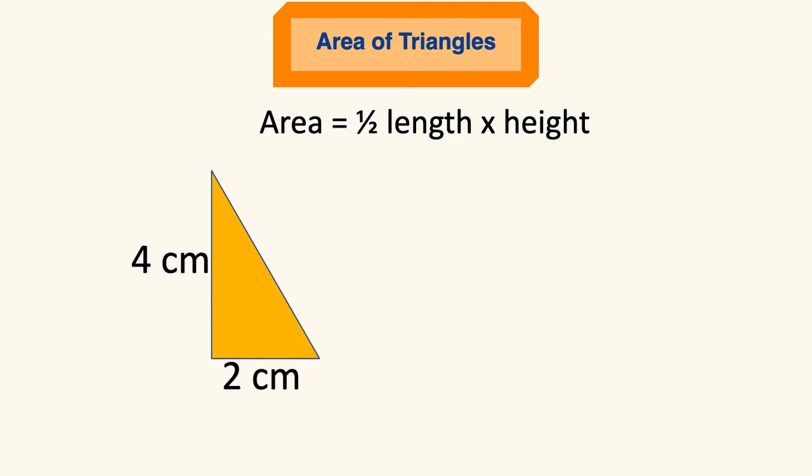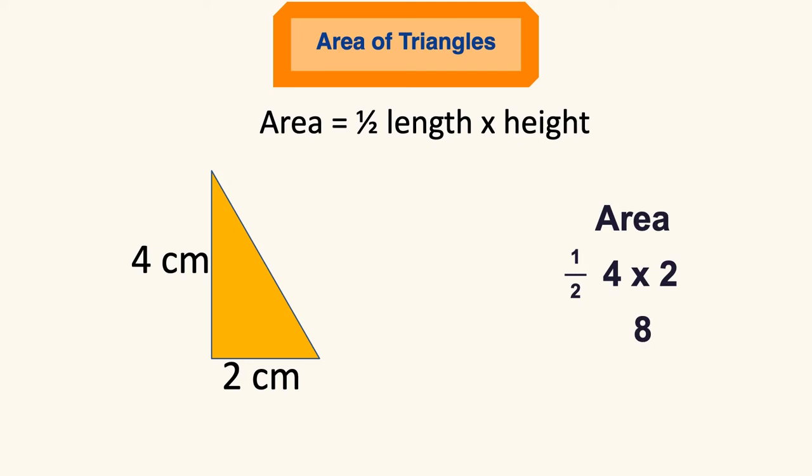Again, to find the area, we use the formula half length times height. In this example, the length is 2 centimeters and the height is 4 centimeters. Let's write up our formula. Our area should look like this. Half 4 times 2. Now, we multiply. Let's multiply the factors 4 and 2. 4 times 2 gives us a product of 8.